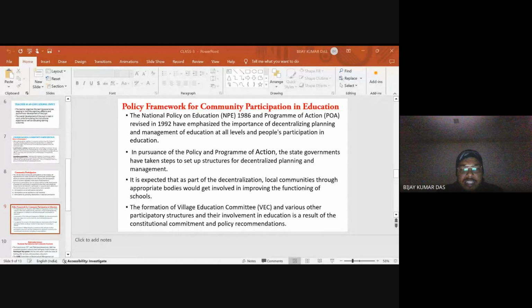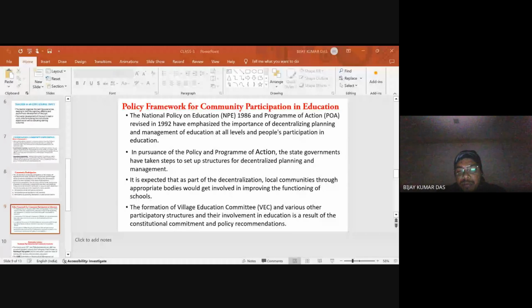It is expected that as a part of decentralization, that means the power is decentralized from the higher level to the lower level, every teacher's role, responsibility, and all the stakeholders, not only the teachers, non-teaching staff, teaching staff, but parents are also responsible for the development and management of the school. So it is expected that as a part of decentralization, local communities through appropriate bodies would get involved in improving the functioning of schools. You know how they are playing an important role in strengthening the quality of education, right? The formation of VEC, Village Education Committee, and various others, PTA, Parent Teacher Association, also there, and their involvement in education as a result of the constitutional commitment and policy recommendations.